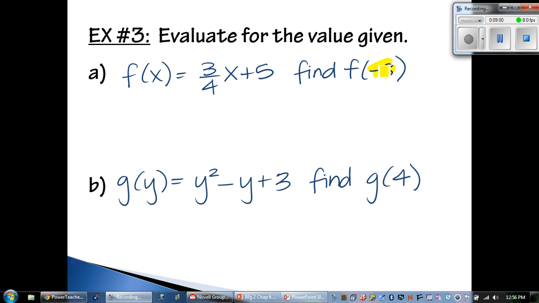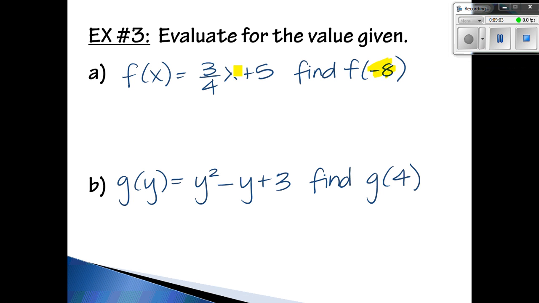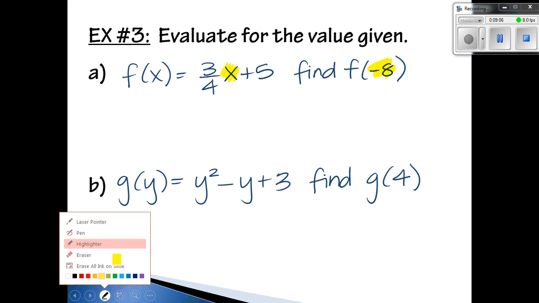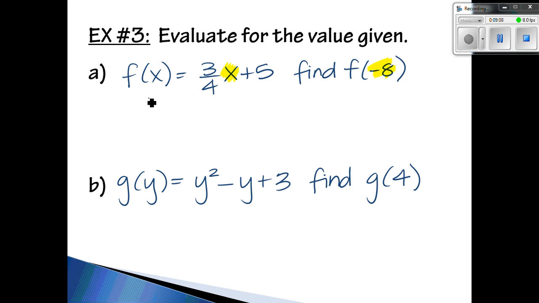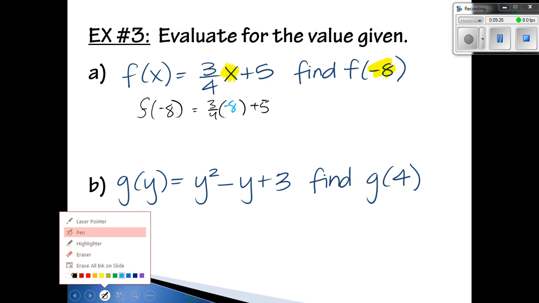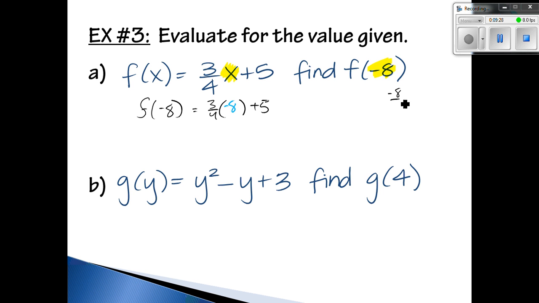Okay, so they're saying what happens if I plug in -8 for x. So as we go through this, we would say that f of -8 equals 3/4. That's where I'm going to plug in, and we're going to find out what we get. In the parentheses is where the -8 goes. So we've got to do a little side work here. I've got -8/1 times 3/4, or the other way around. I multiply straight across, I get -24/4, which gives us -6.